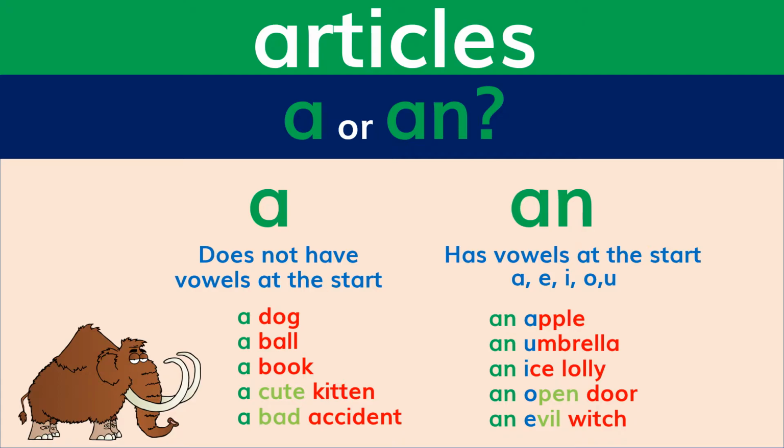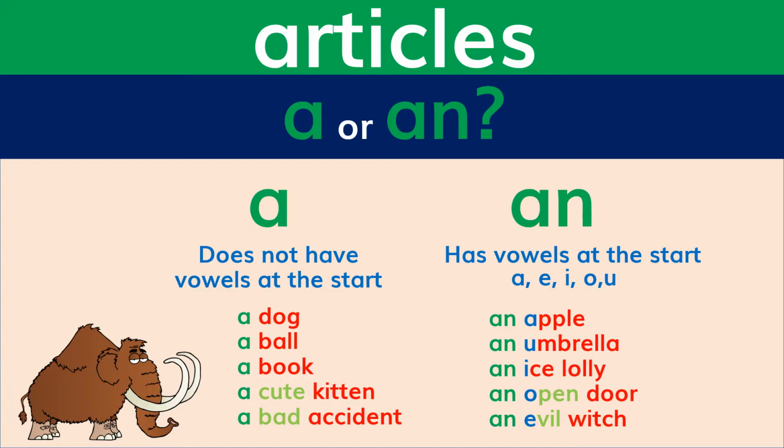The reason we use a in front of a noun or an adjective that is describing a noun is if it doesn't start with a vowel. So, for example, a dog, a ball, a book, a cute kitten, a bad accident. The words next to a do not start with a vowel. A vowel includes the letters A, E, I, O and U. None of these words start with A, E, I, O or U, so we use a in front of the noun or the adjective.